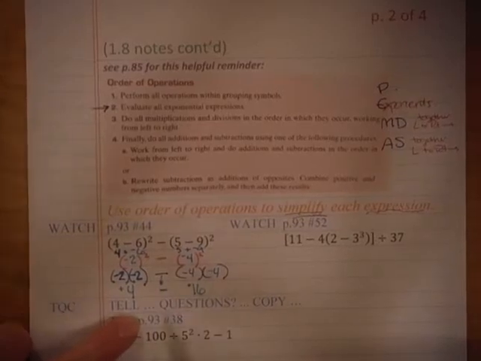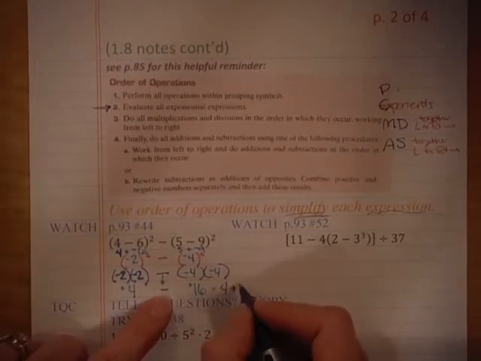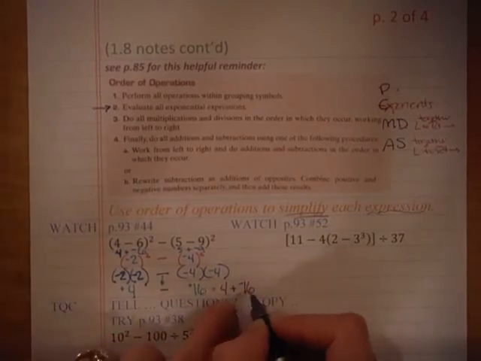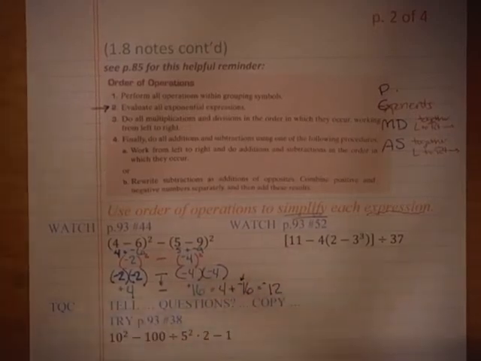So now I've got a positive minus a positive. That is also the same as 4 plus a negative 16. So I'm subtracting 16 minus 4 is 12. I keep the sign of the bigger number. My answer is negative 12.